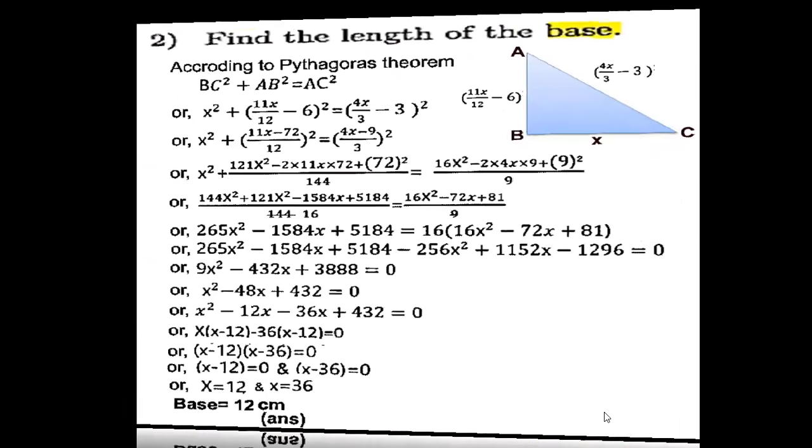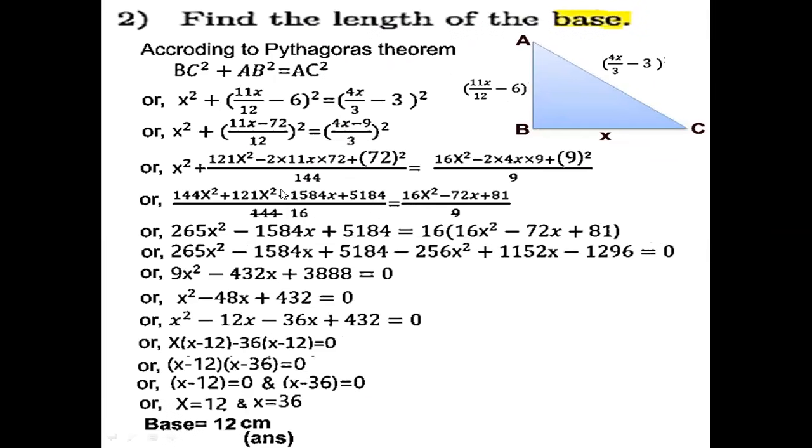Then part b, here talking about find the length of the base. So you have to find out the length of the base, I mean you have to find the value of x. You know this is x, this is the height, and this is the hypotenuse. So according to Pythagoras theorem, we can say BC square plus AB square equal AC square. So putting the value of BC and AB, you will get AC.